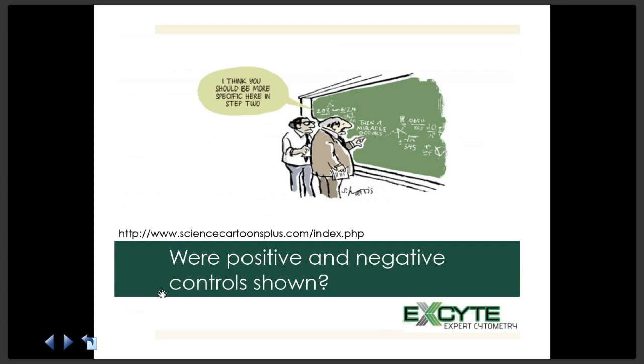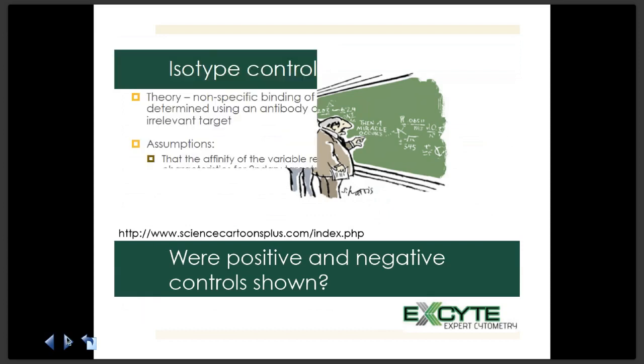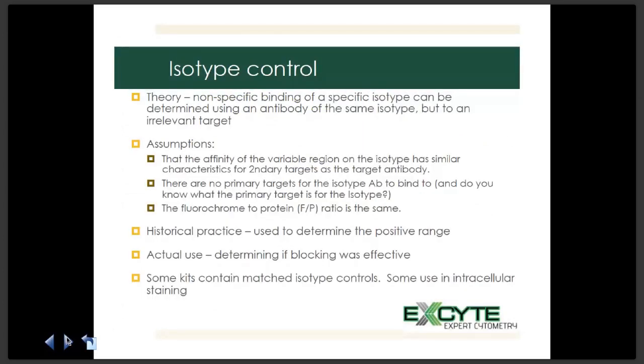So now, while you're looking at that, let's talk about where the positive and negative controls are shown. This is another one of Begley's rules, and it's a very important one. Let's talk about the types of controls that people will use and which ones you should show and which ones you should avoid. The first one that I'm going to point out is something called the isotype control.